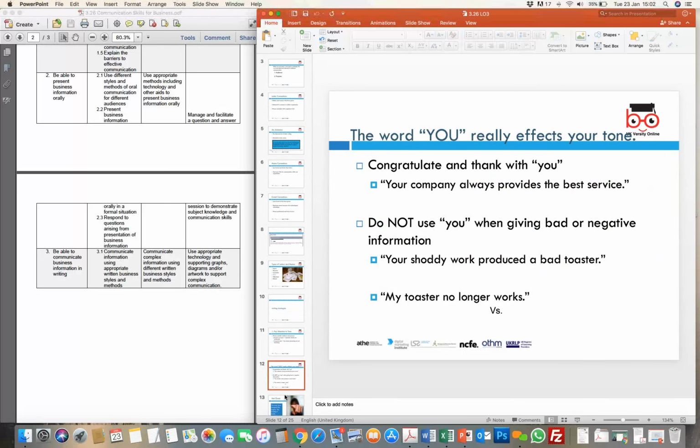Now, the other thing we want to look at is that sometimes we use first person language or third person language. That depends on how you're writing and what the tone of your writing is. You make use of you, I, and we within the email or in other forms of written communication.